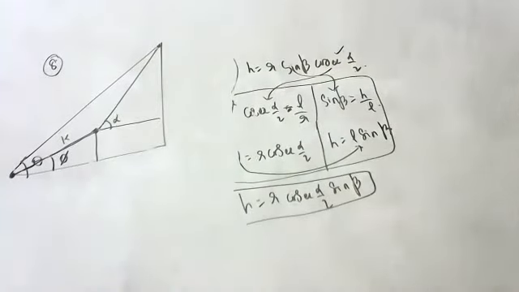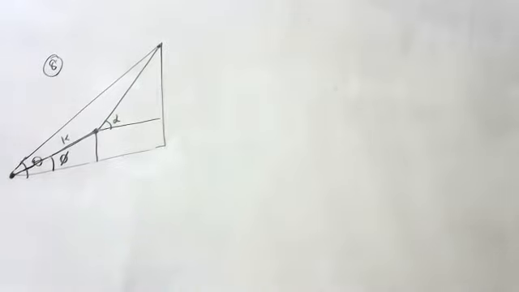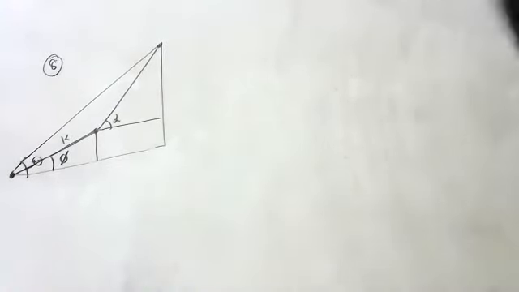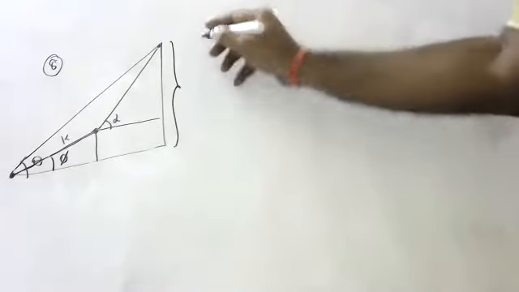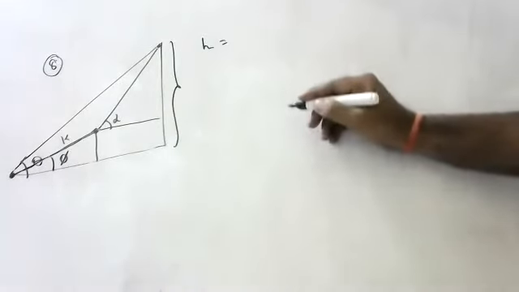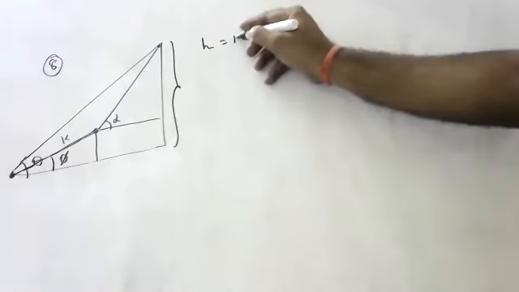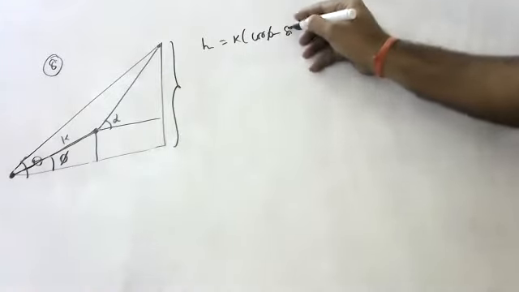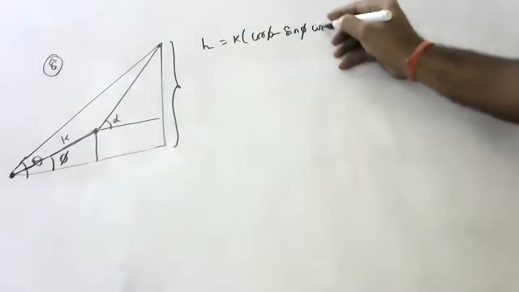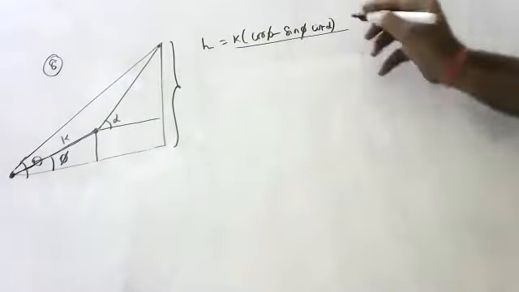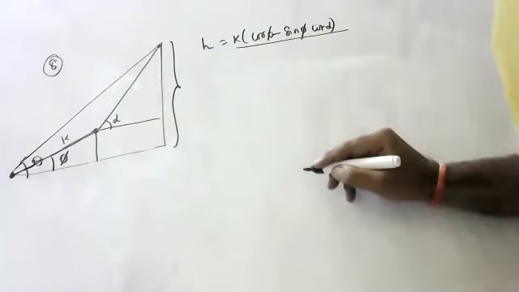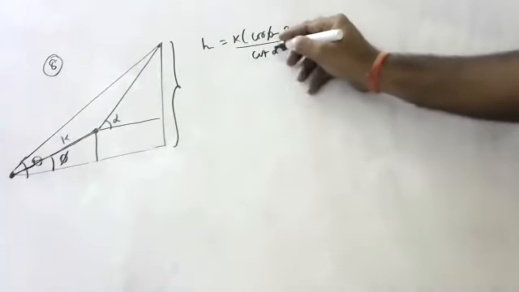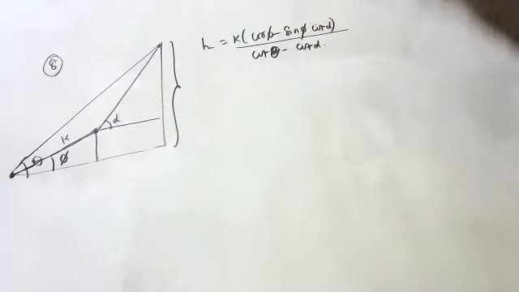Now what we should do, sir, you ask. What we should do is, I'll show you also, children. We have to show the total height of the cliff. Height of the cliff, we have to prove it as k cos phi sin phi cot alpha by cot theta minus cot alpha. This we have to prove.